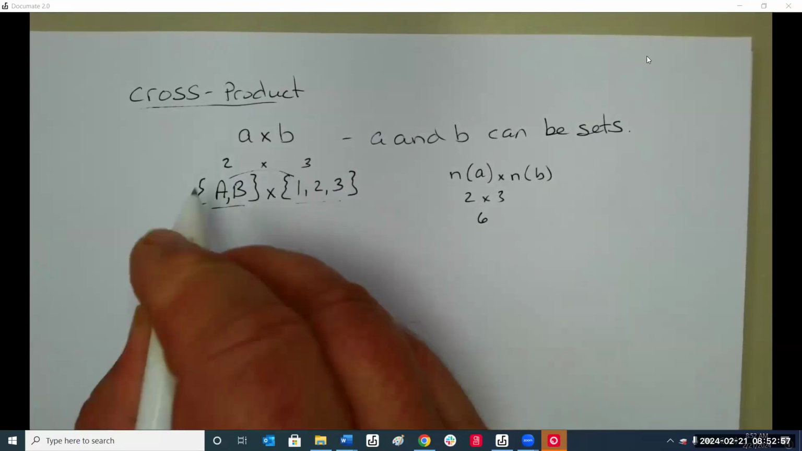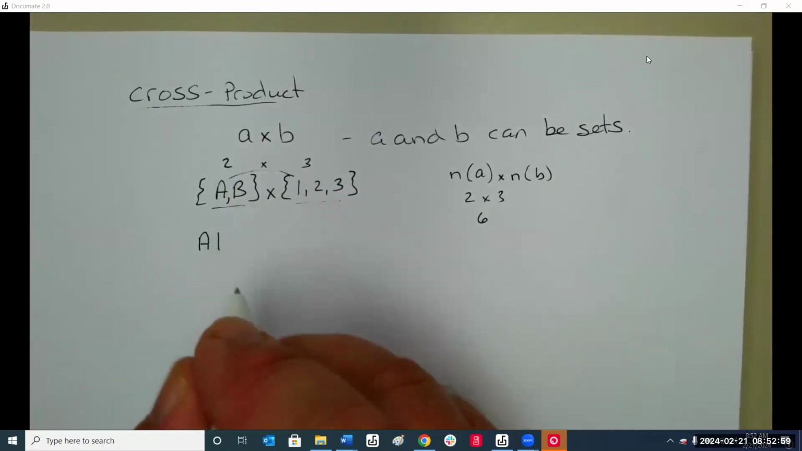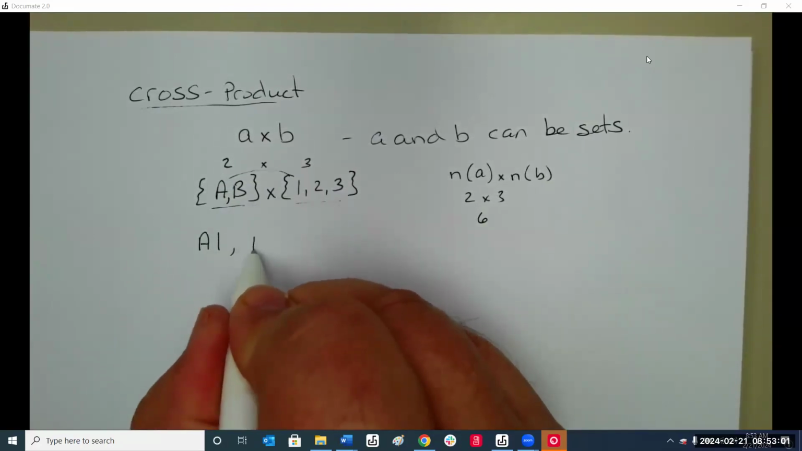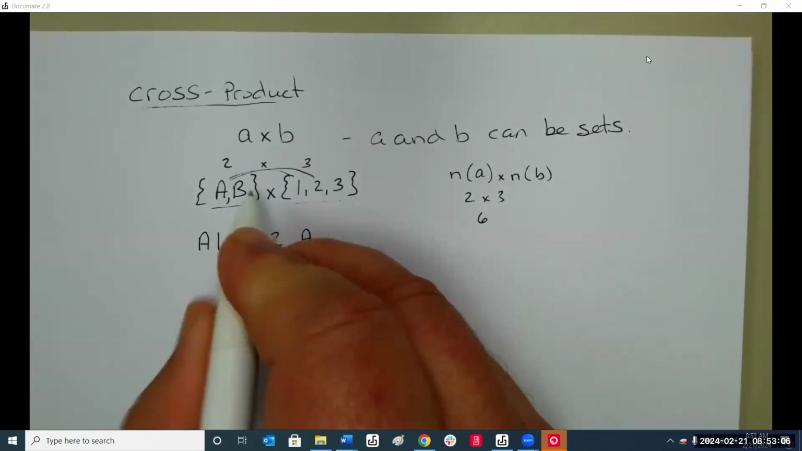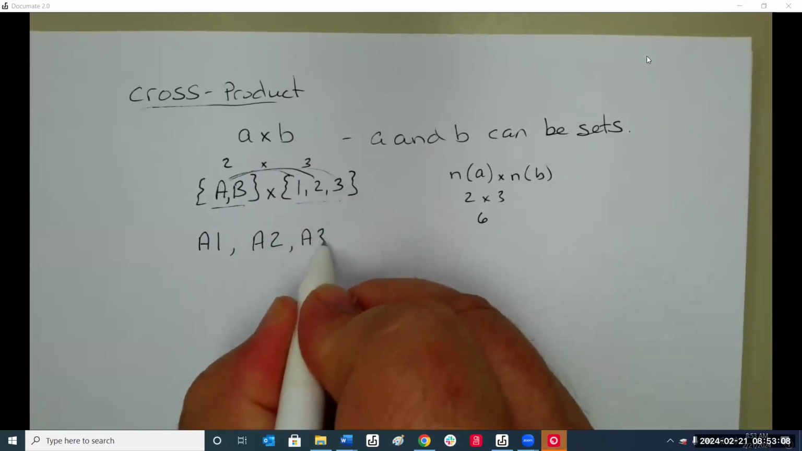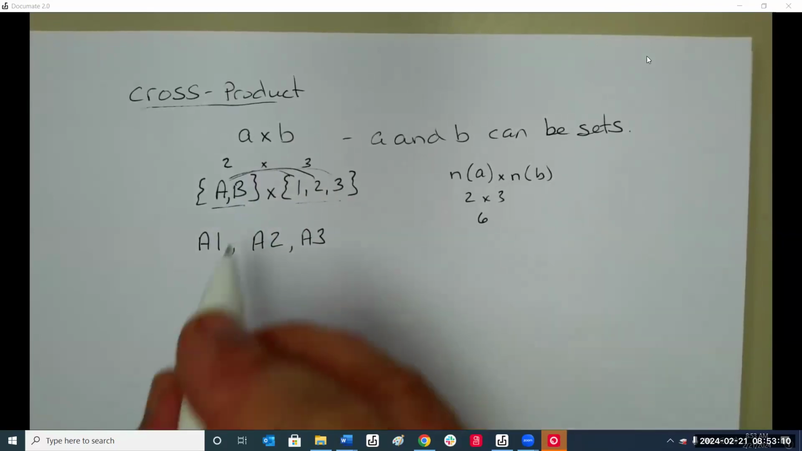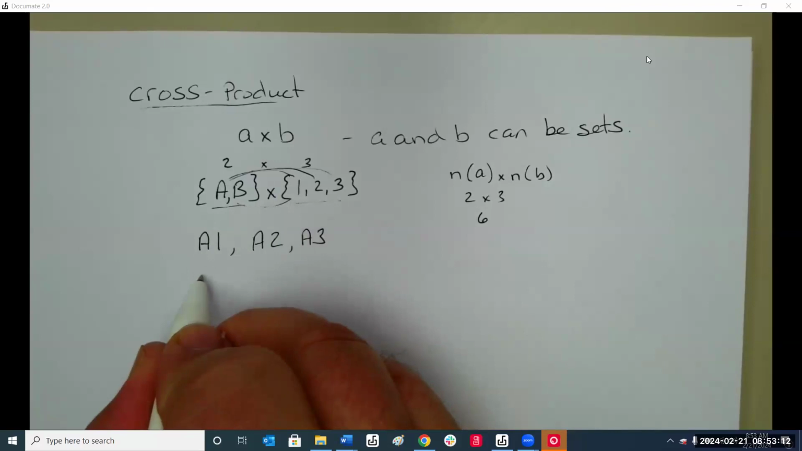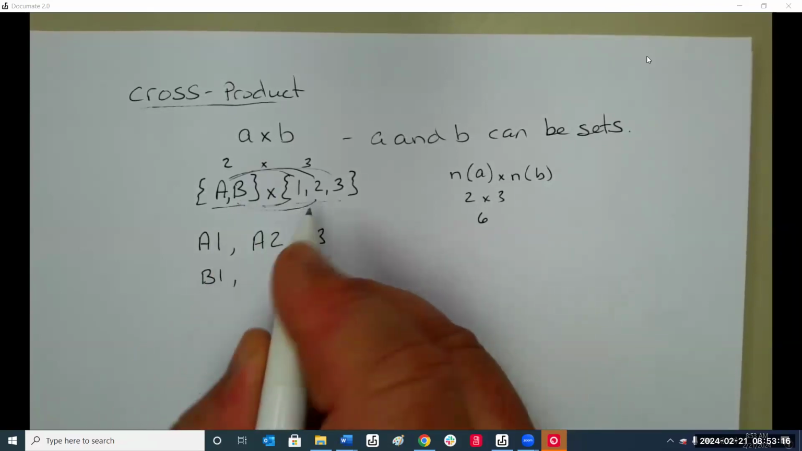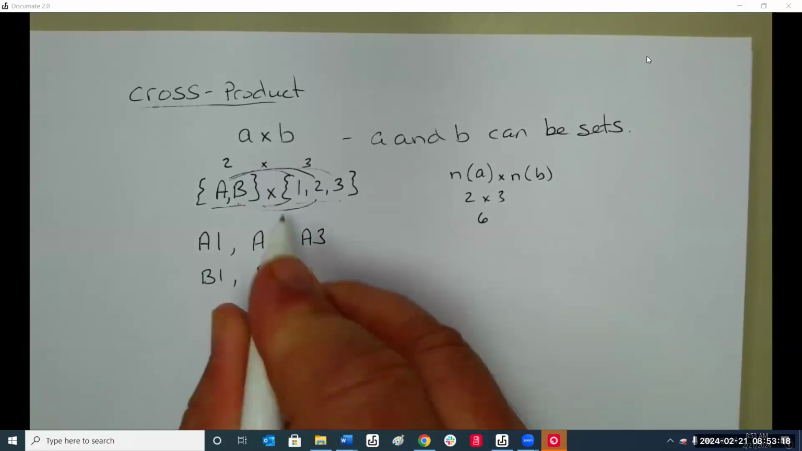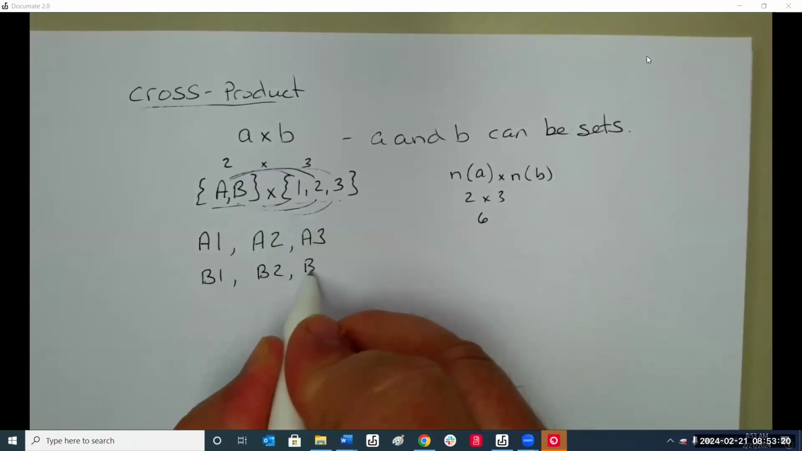So A and 1, A and 2, A and 3, B times 1, B times 2, and then B times 3.